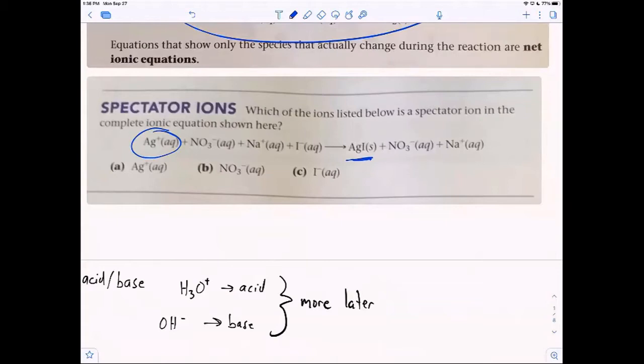So one of the evidence of a chemical change. Nitrate, if you look at nitrate is on both sides of the equation, and it's unchanged. So nitrate is a spectator ion. And iodide, similar to silver, actually goes through a chemical reaction where it participates. So it's not a spectator, it's a participant. The sodium's also a spectator ion, but of the three that are listed, nitrate is the only one there that's a spectator ion.